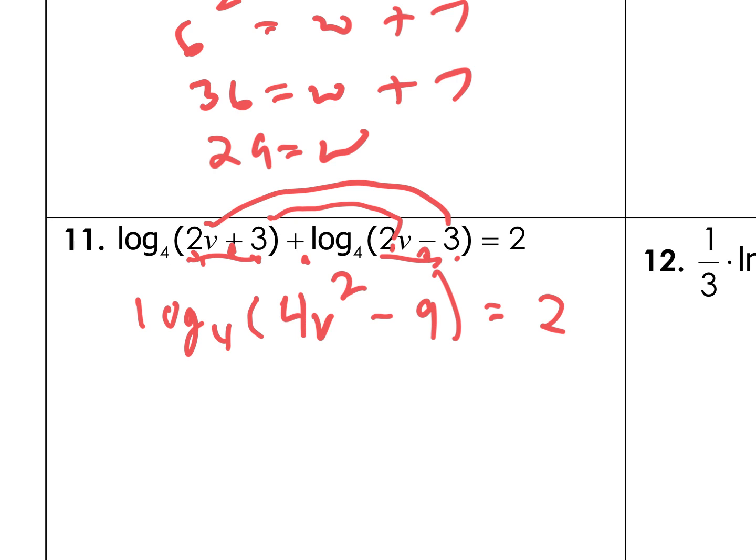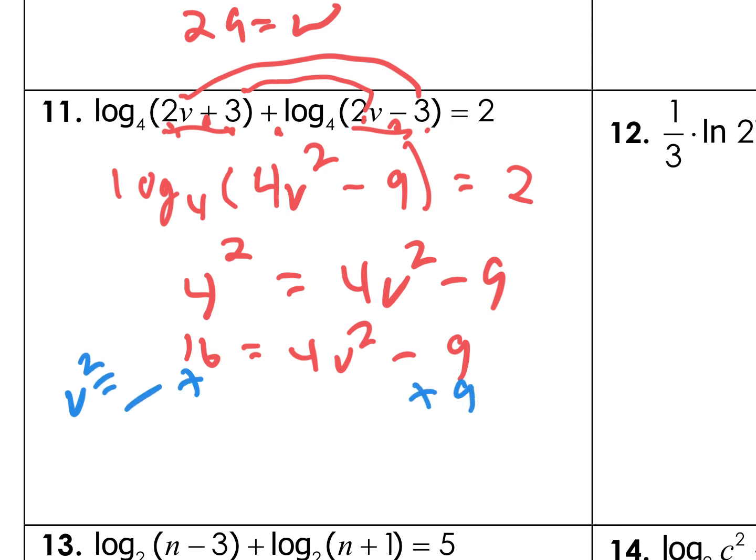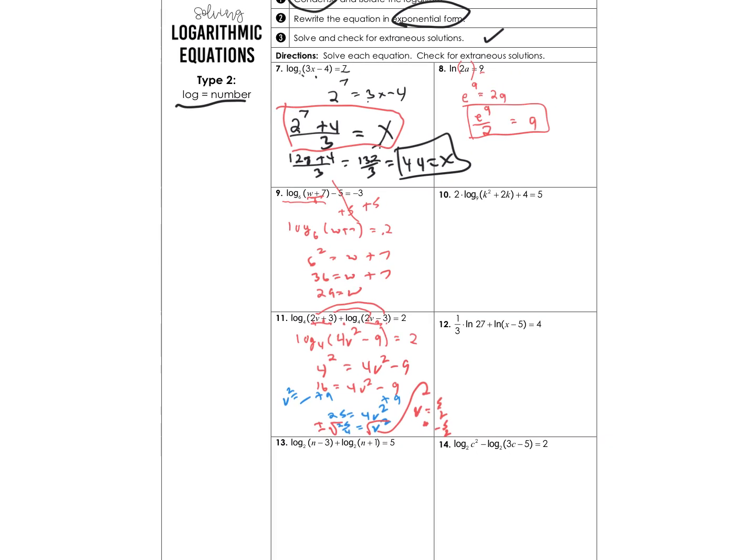Regardless, we'll see what happens right now. 4 is my base. 2 is my power. Must be equal to 4v squared minus 9. 16 equals 4v squared minus 9. And since this quadratic only has a v squared, and there's no v in there, I can solve this for v squared and see what that is. So I will add 9, 25 equals 4v squared, divided by 4. 25 divided by 4 equals v squared. Now I will square root both sides, leaving it plus or minus. So my two answers are v equals a positive 5/2 and a negative 5/2. All right, I think that's enough for that.